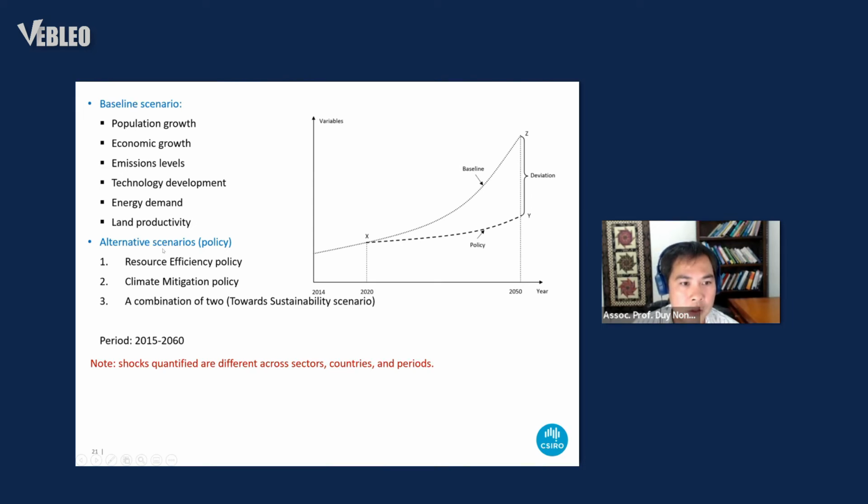For the three alternative scenarios, as I described previously, we look at the impact of resource efficiency policy, climate mitigation policy, and a combination of the two to make a true sustainability scenario. Our study period is 2015 to 2016. Again, if you are keen to see the details of the shock that we put in the model and also the information, please contact me. I am very happy to share with you.